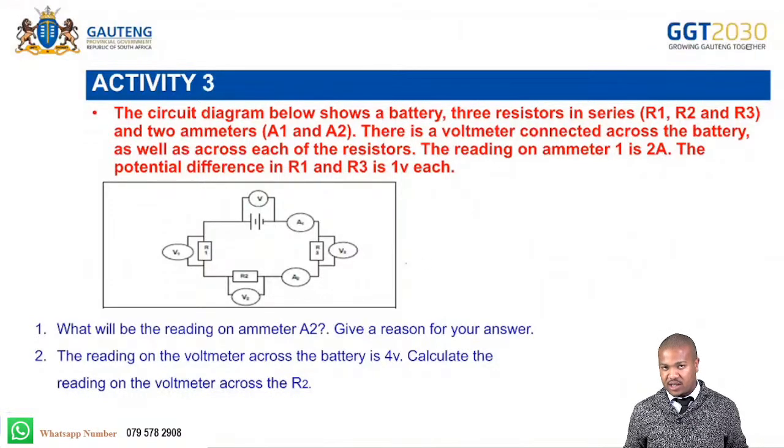Now let's read through the questions. What will be the reading on ammeter 2? And give a reason for your answer. Number 3, the reading on the voltmeter across the battery is 4 volts. Now calculate the reading on the voltmeter across resistor 2. Because we have calculations here, I'm going to give you 5 minutes to complete this activity. Then after that, we are going to mark together. And please do not forget to send in those answers on our WhatsApp number on the screen. Let's meet again after 5 minutes.